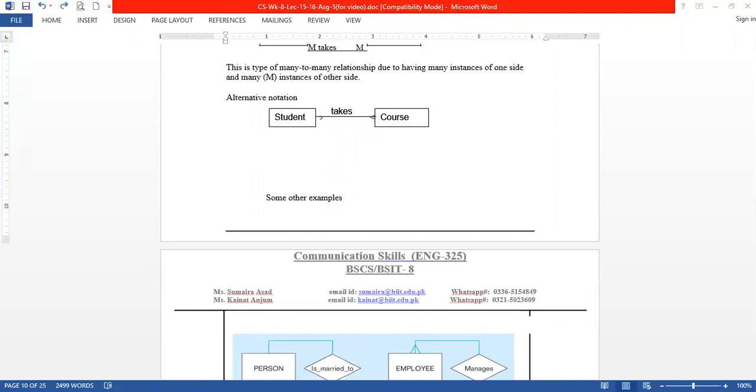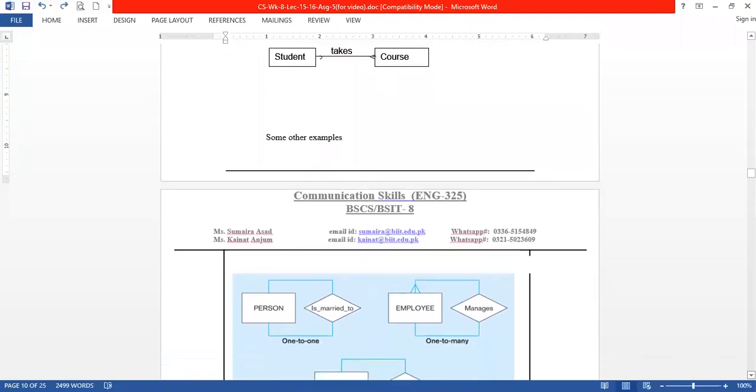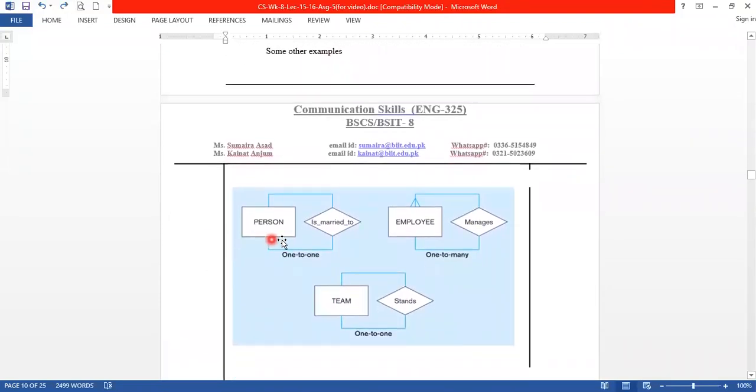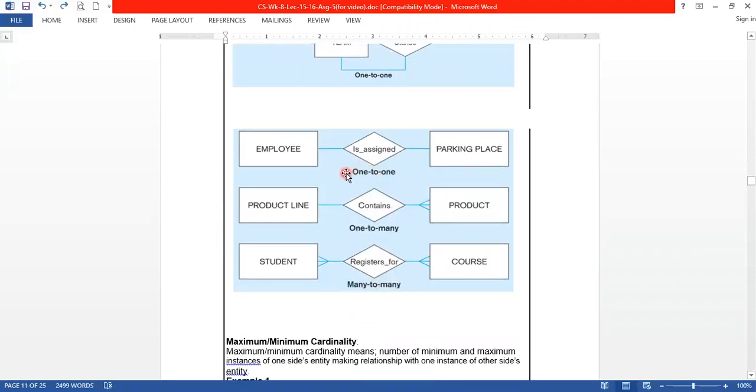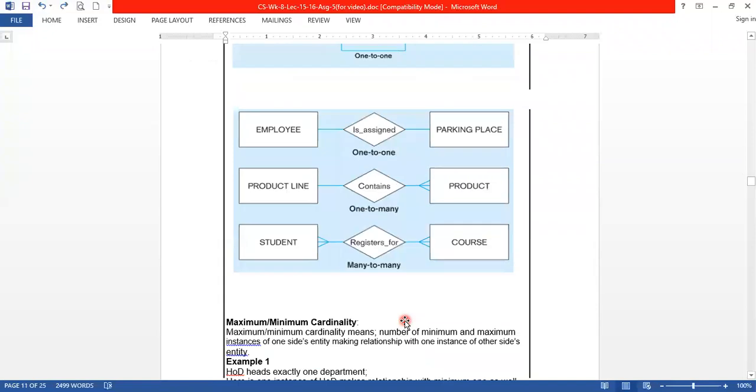Another example, there are a number of examples. A person is married to a person, so that is a one to one relationship. With an employee, only one entity is used: one employee is managing the other employees, so that is one to many. A team is managed by a number of individuals. Other examples of one to one: an employee is assigned a parking place. A product line contains a number of products. Students and courses is many to many. So these are the cardinalities that we have explained right now.